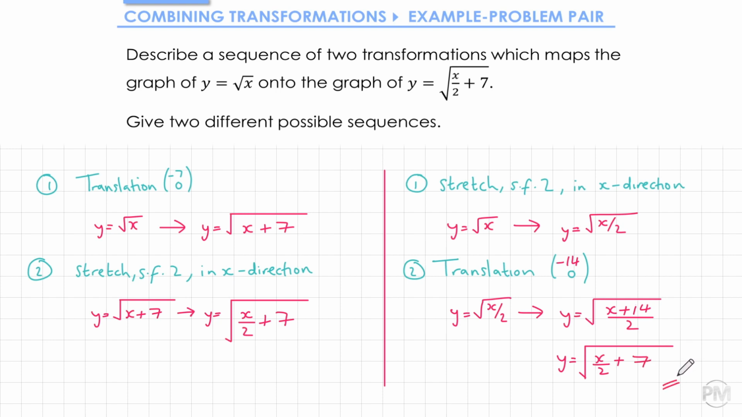So as we said in the previous video, you may start to spot these mistakes before you make them. And so noticing here that we're dividing by 2, you would automatically change that to a minus 14 before you did the transformation.